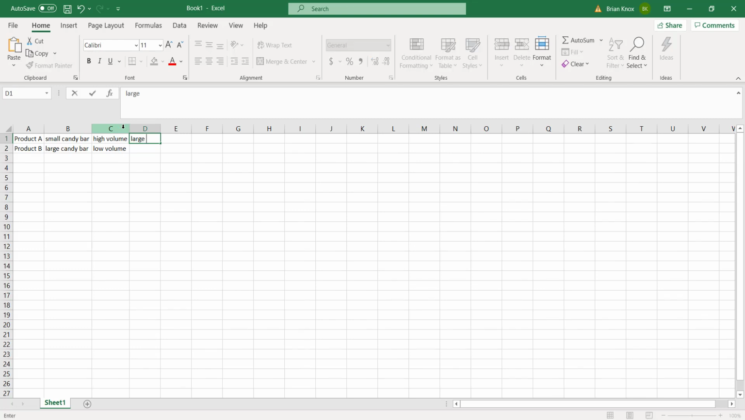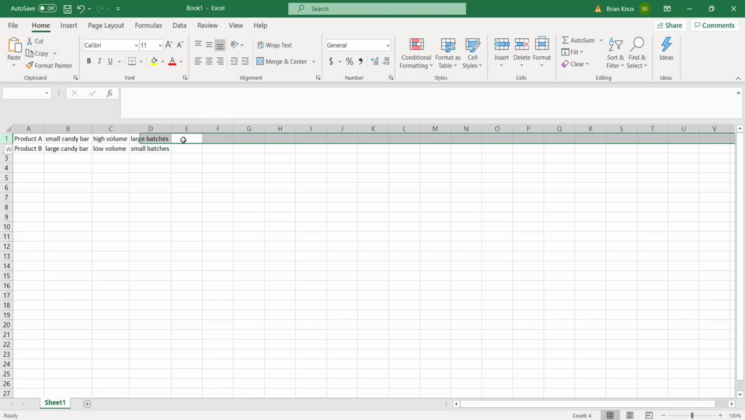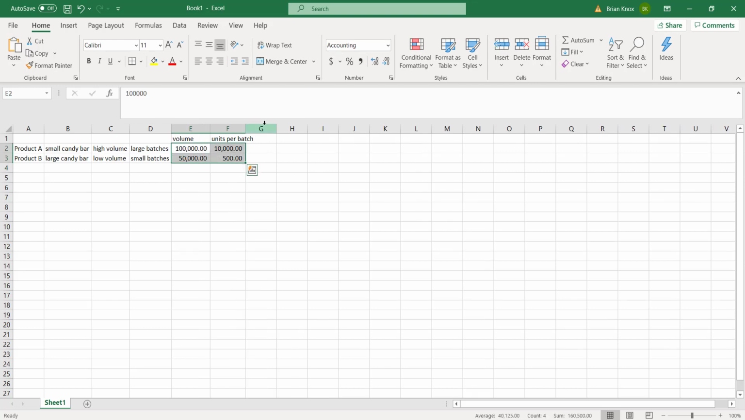However, we have large batches that we produce product A in. We have very small batches that we produce product B in. So let's just, for the sake of argument, put numbers on this: we have volume and then units per batch. We have a volume of 100,000 of small candy bars for this period. We have 50,000 of the large candy bars for this period. And we produce 10,000 units per batch of the small candy bars and 500 per batch for the big candy bars.